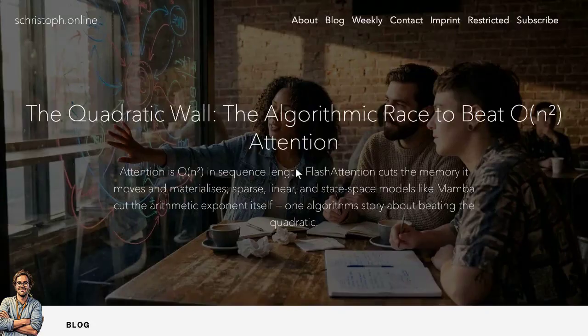Today we'll talk about my latest blog post, part of my complexity theory series. This one is about the quadratic wall. Attention costs on the order of n squared in the sequence length, and almost every long context headline of the last few years is really one algorithm story about beating that wall.